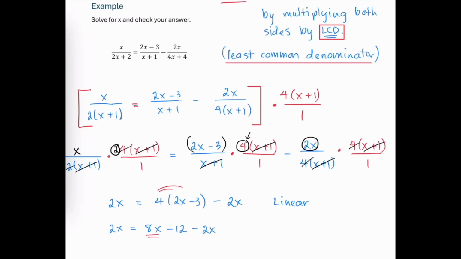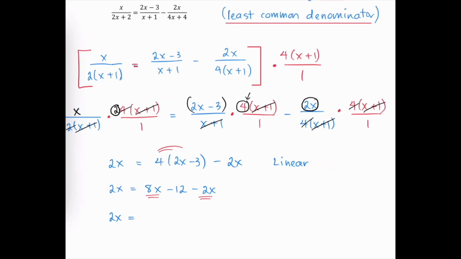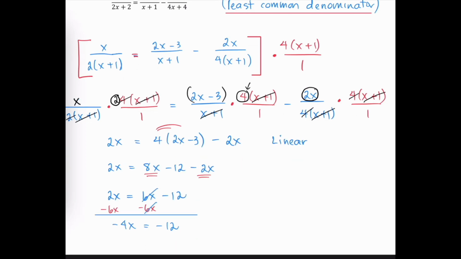And now let's combine like terms, so 8x minus 2x is 6x. So the left-hand side again is just still 2x, and on the right, 8x minus 2x is 6x minus 12. And then from here we're going to want to get our variables to one side and our constants to the other. So let's subtract 6x from both sides. So the variable terms will cancel out on the right. We'll have negative 4x on the left, and the negative 12 just gets copy-pasted down here on the right. And so the last thing that we need to do is divide both sides by negative 4, which yields that x is going to be equal to positive 3.